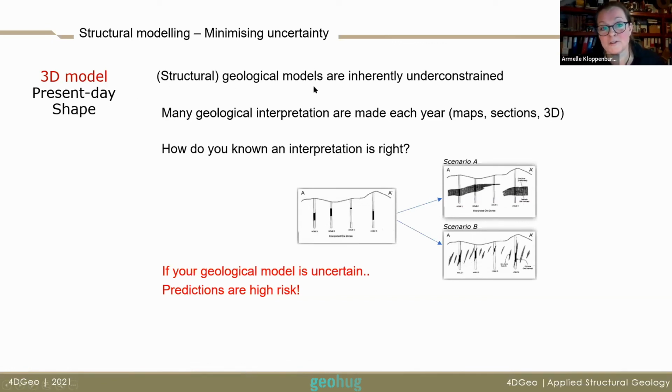We all know geological models are inherently under-constrained, and many geological interpretations are made. Maps, sections, 3-dimensional models, beautiful looking 3-dimensional models, shiny models, but how do you know an interpretation is right? Because we all know if you ask to connect these 4 drill holes up, you may get many different scenarios. So if your geological model is uncertain, then any prediction based on it is high risk.